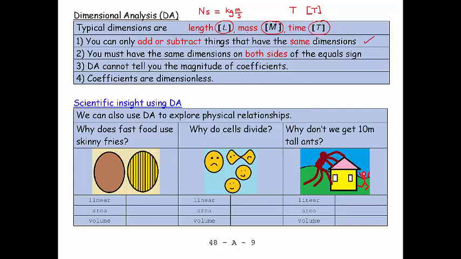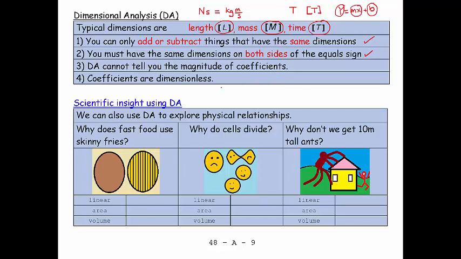So that means when you have an equation and it's y is equal to mx plus b, the y must have one dimensional identity. It must be the same as the mx's dimensional identity, which must be the same as the b's dimensional identity. They've got to be the same kind of thing. You must have the same dimensions on both sides of an equal sign. I just mentioned that. And you cannot tell the magnitude of a coefficient.